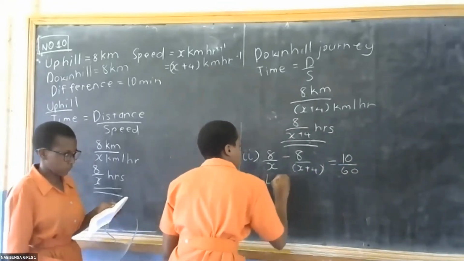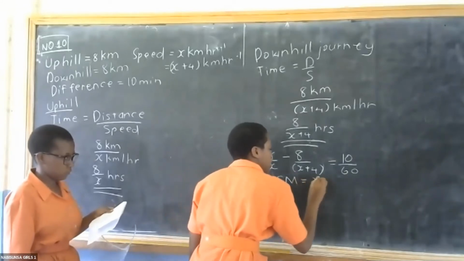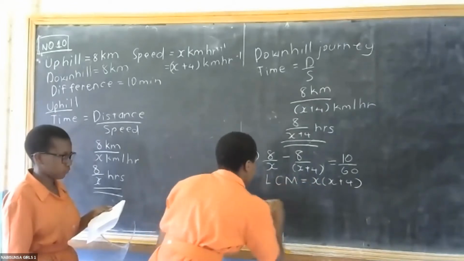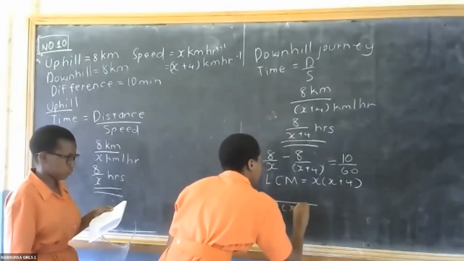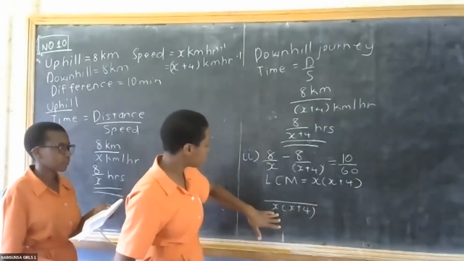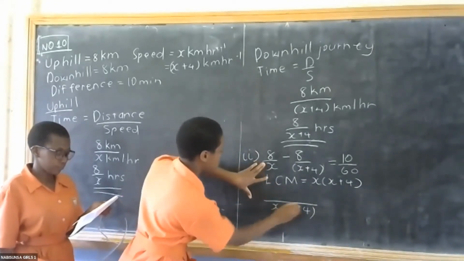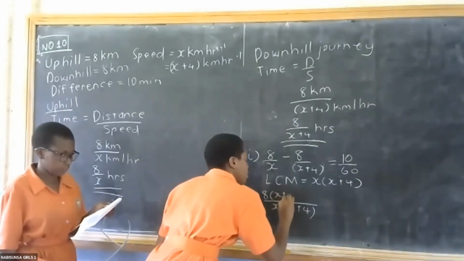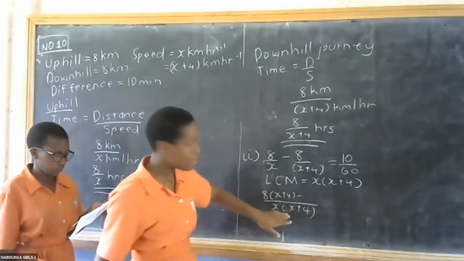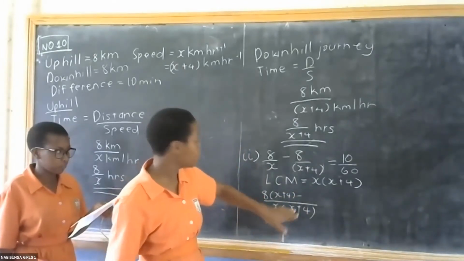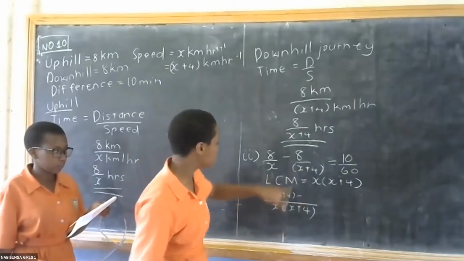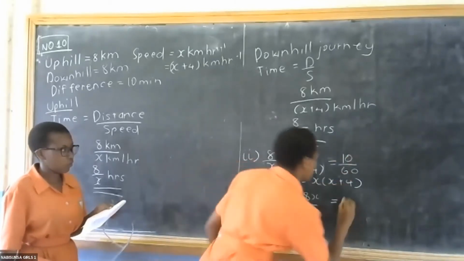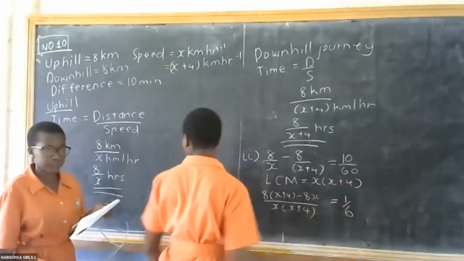So let's find the LCM of these two. It will be x times x plus 4. After that, we solve this. If you say x plus 4 divided by x, this x will cancel out. Then times 8 will be 8 times x plus 4, minus, if you say x plus 4 divided by x plus 4, this one will cancel out, and it will be 8x, is equal to 10 out of 60 of an hour. The 10 will cancel out.